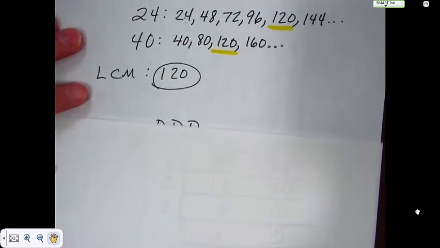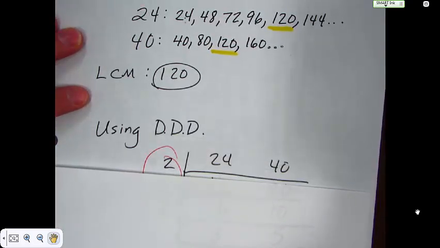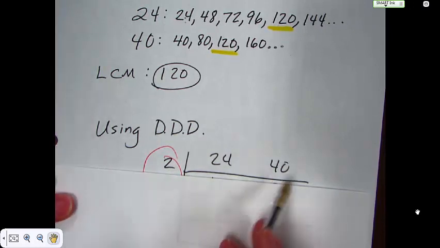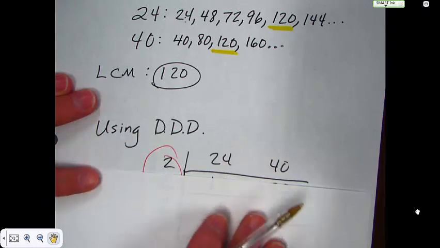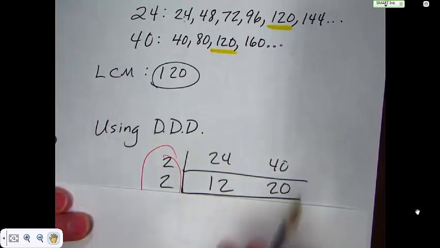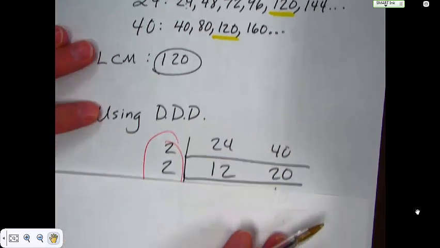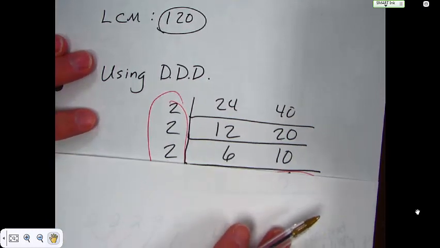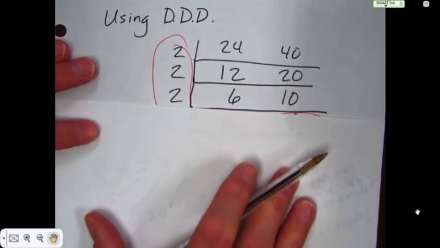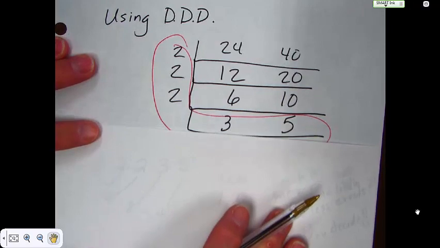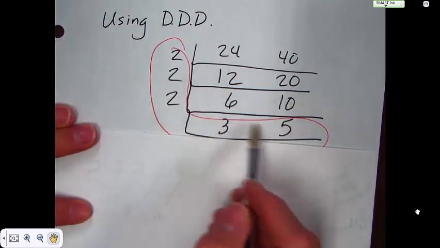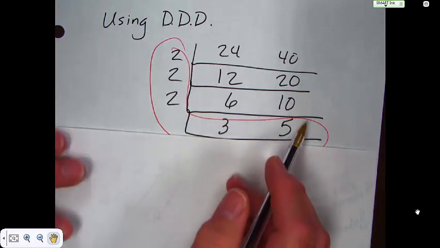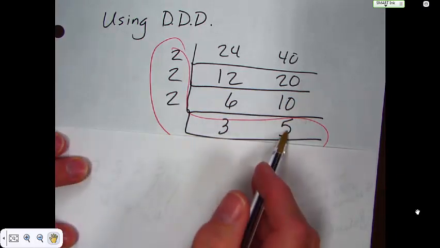Now, I'm going to use downward division to do the same thing. I've got 24 and 40. If I take 2 into 24, I get 12. If I take 2 into 40, I get 20. I'll take 2 into them again, and I get 6 and 10. Now I take 2 into 6 and 10, and I get 3 and 5. There's no prime number that can go into 3 and 5 both.